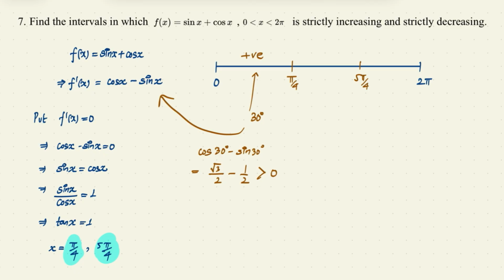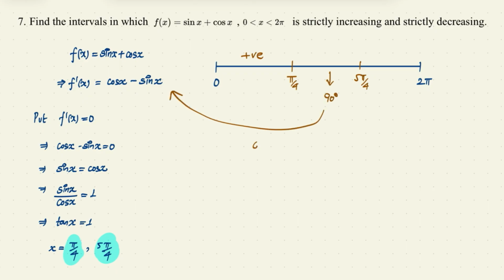Now let us similarly choose a point from the second interval, that is from pi by 4 to 5 pi by 4, and let us choose 90 degree from here, and put it here. Then I'll get cos 90 minus sin 90, and cos 90 is 0, minus sin 90 is 1, and this equals minus 1, which is a negative value. That means this f dash of x is negative in this interval. So similarly, if you choose a point from 5 pi by 4 to 2 pi, then you will get this as positive.